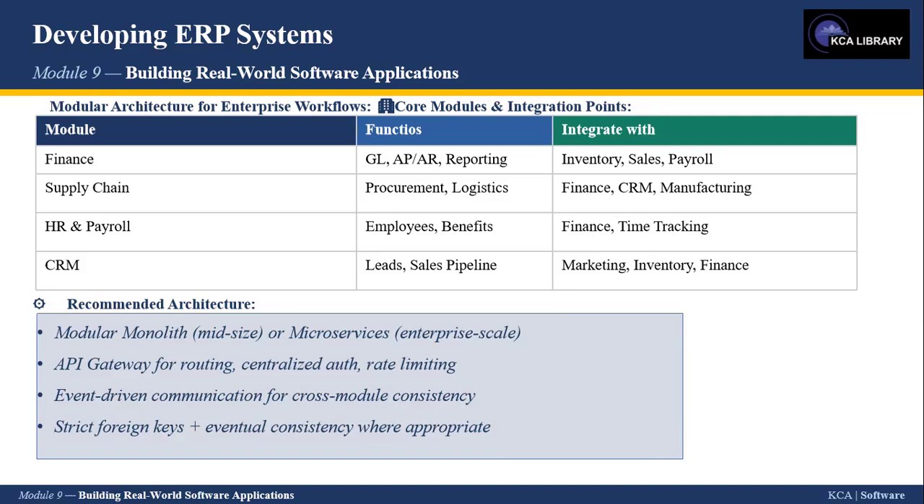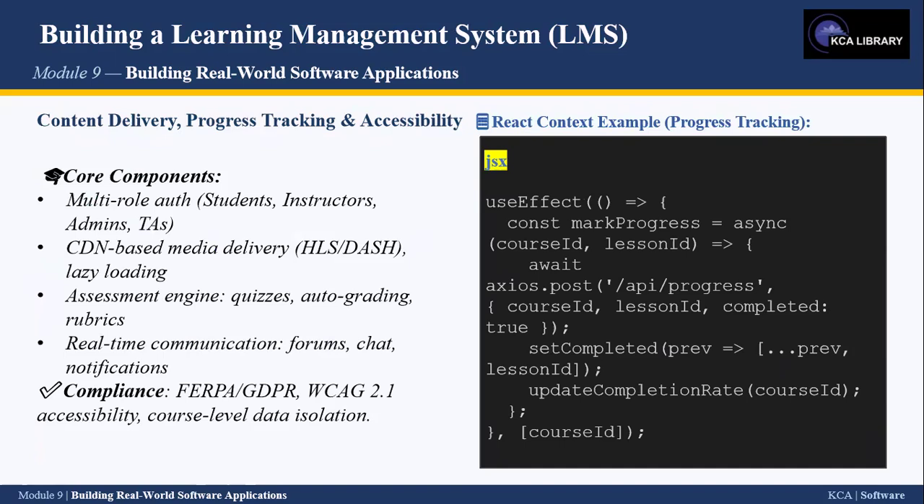Architecture choices include a modular monolith, which is good for mid-sized organizations, or microservices for enterprise scale but with added complexity. The goal is for the modules to work together without becoming a tangled mess.